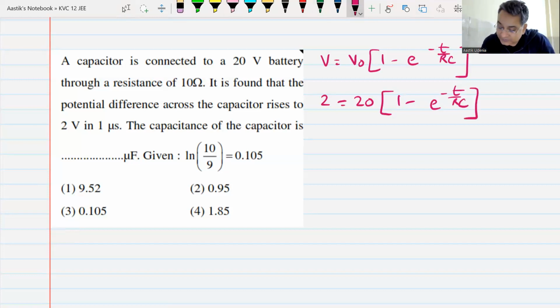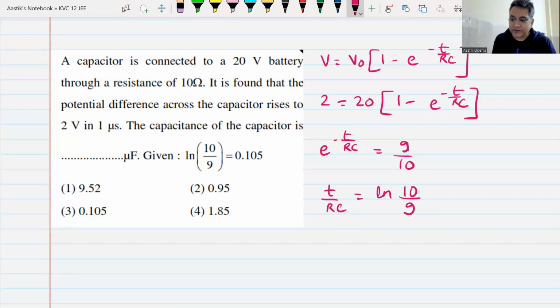If I solve this, I will end up here: e to the power minus t by RC will be equal to 9 by 10. So t by RC will become ln of 10 by 9. Everything is given. You can find out the value of capacitance, and the answer given to me is 0.95 microfarad. If you have got this, congratulations.